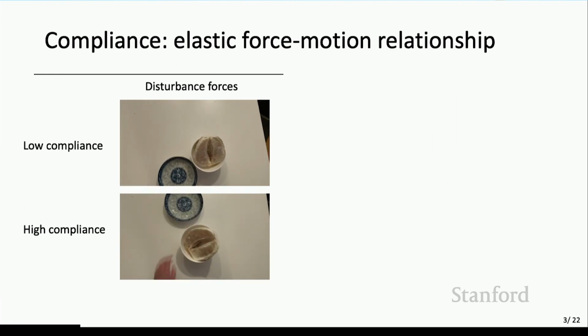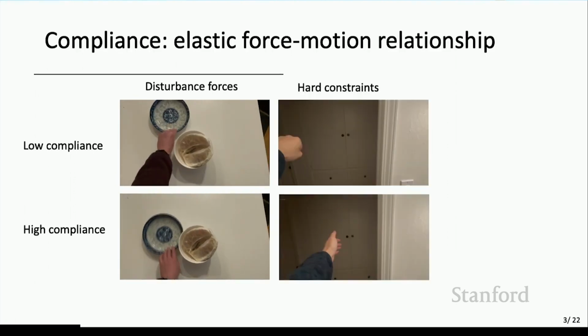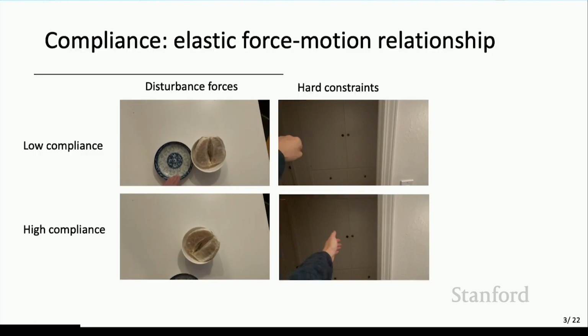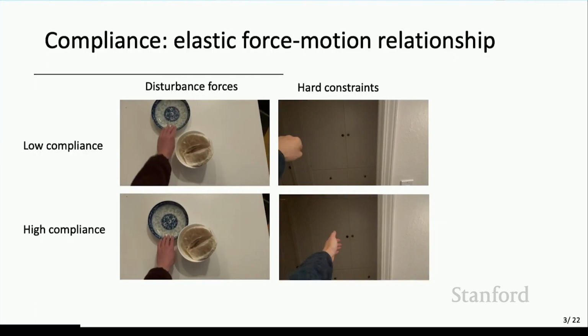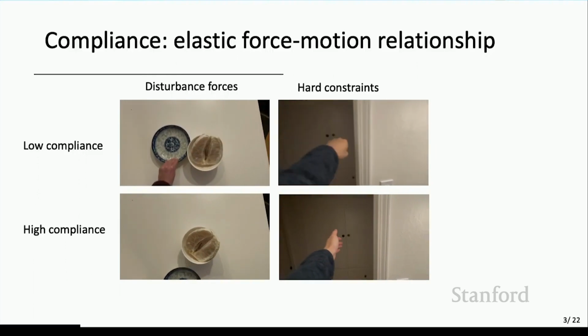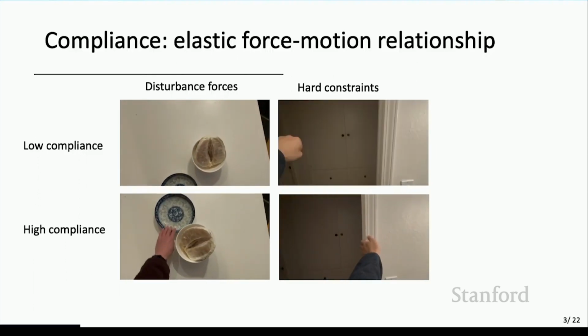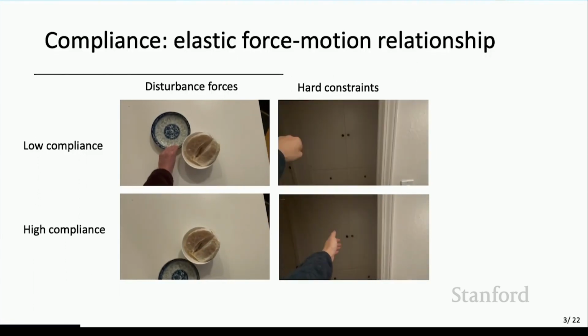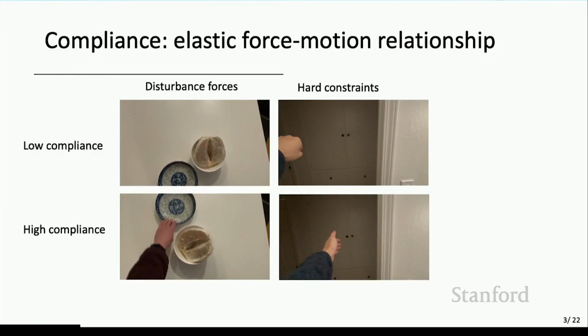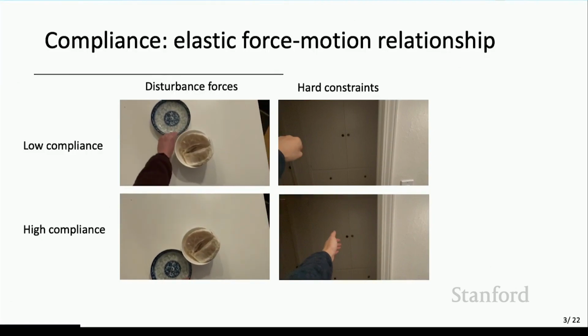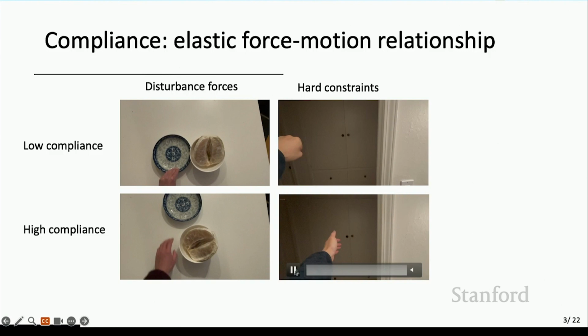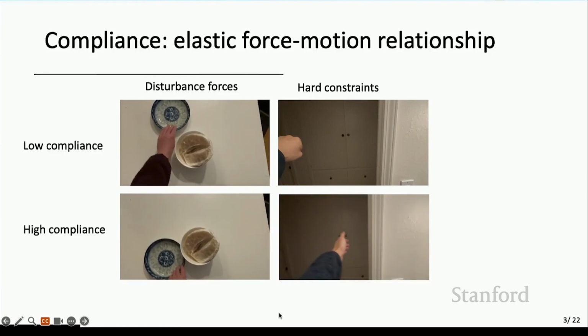Here's another example where I'm just swinging my arms, but there's an obstacle in the way. This time it's a rigid wall. If I do it with low compliance, I'm hurting myself. I'm going to introduce a lot of contact force. If I do it with high compliance, I can actually engage the contact pretty gently.